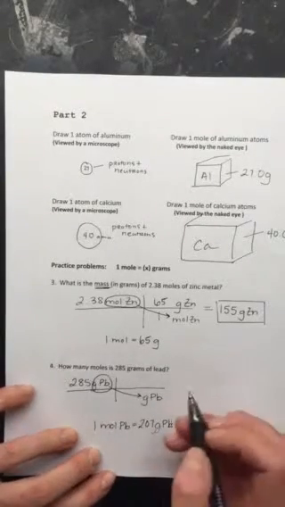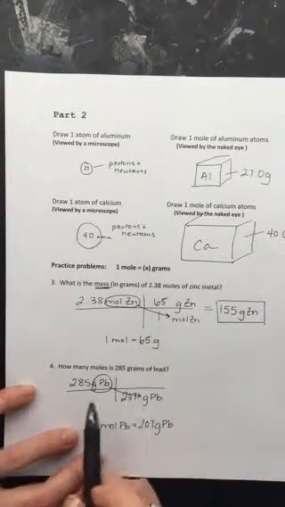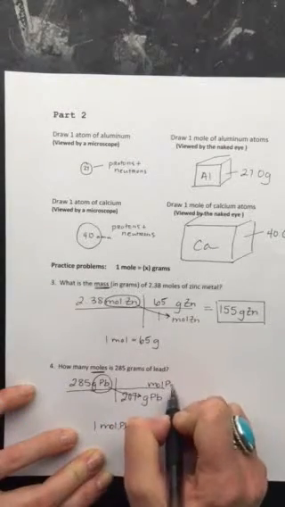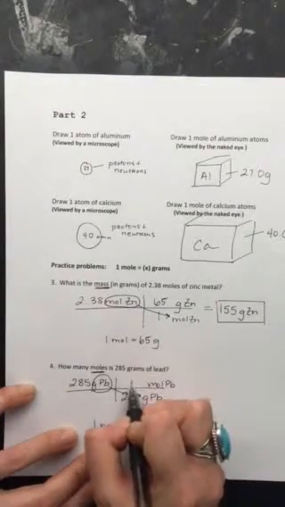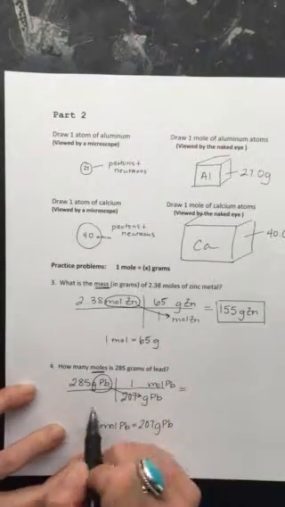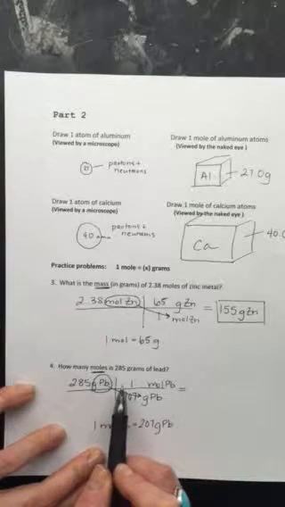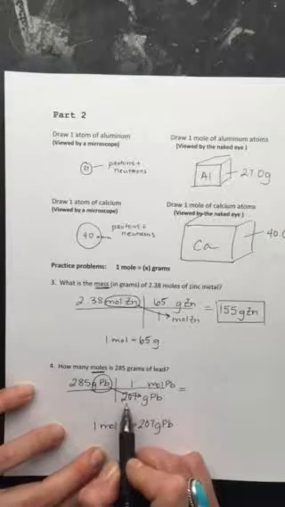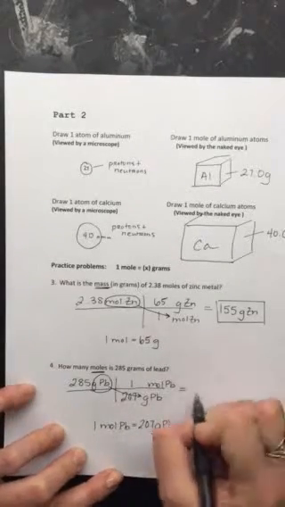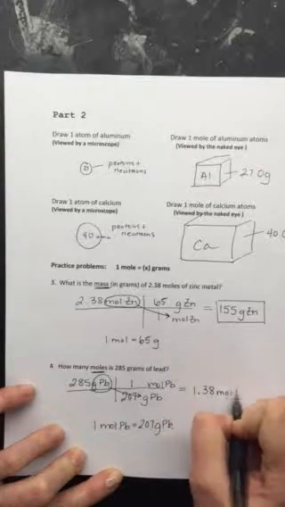Now we can plug this in. On the bottom, 207 grams. The question is asking us for moles, so we want moles on the top. 1 mole is equal to 207 grams. This time, we take 285, multiply that by 1, which is just 285, and then divide that by 207. We should get an answer of 1.38 moles of lead.